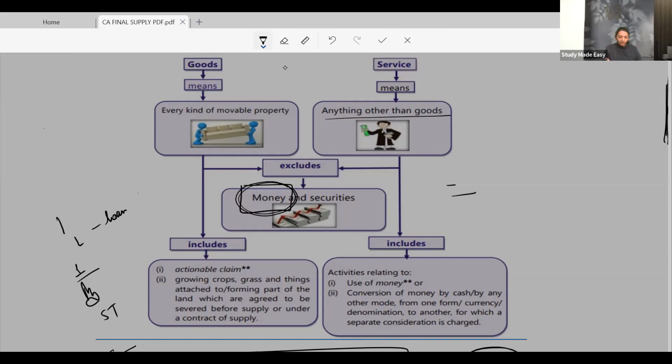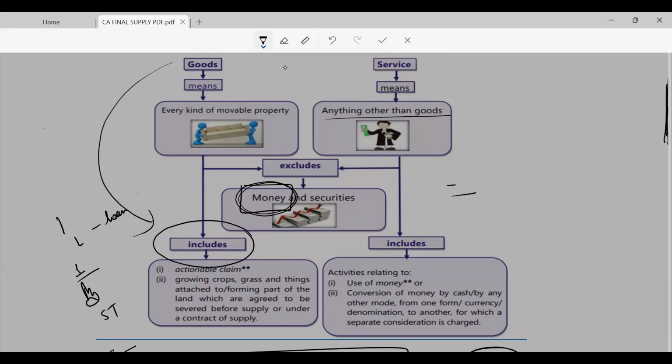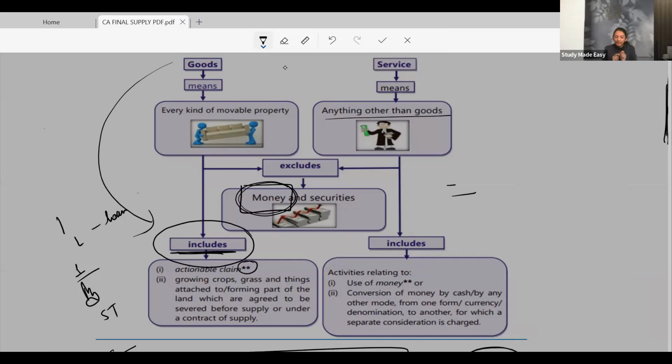Done? Now, what does it include? Again, good includes. Now, what does good include? Again, very important. Good includes actionable claim. Good includes actionable claim. Can anyone tell me what is the meaning of actionable claim?